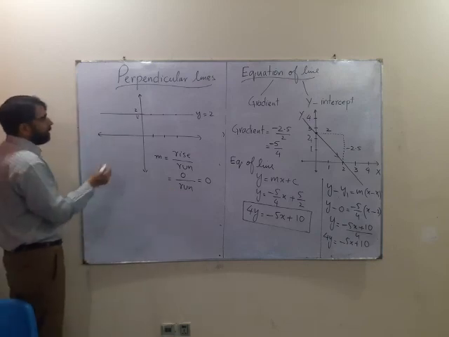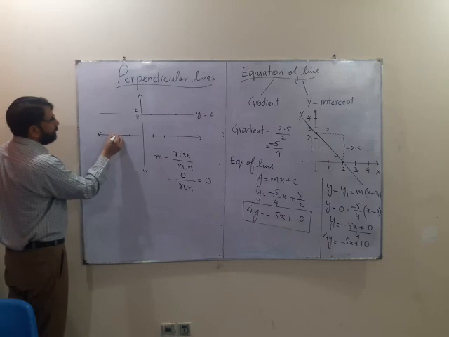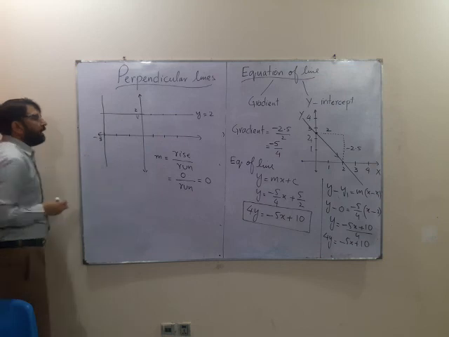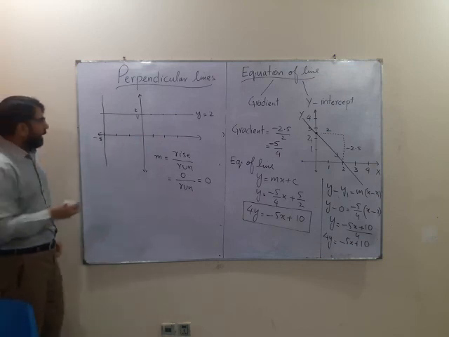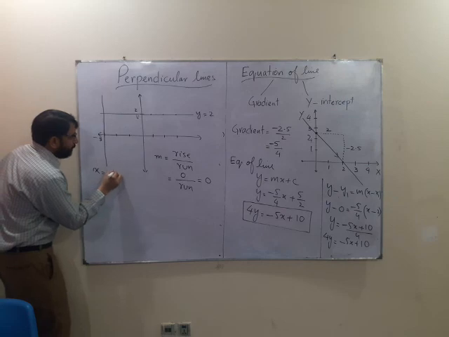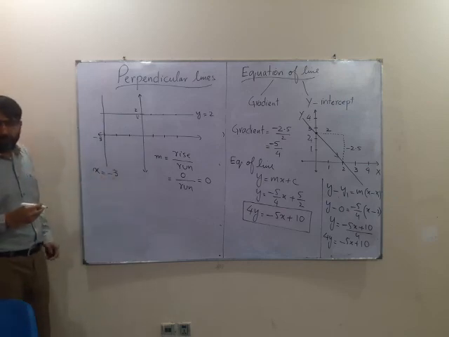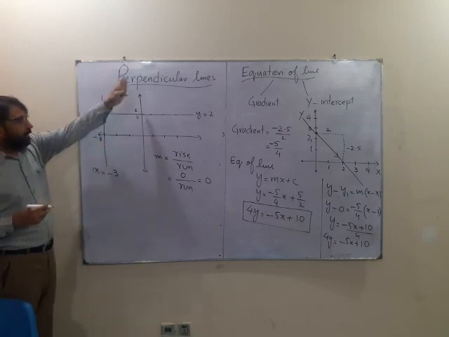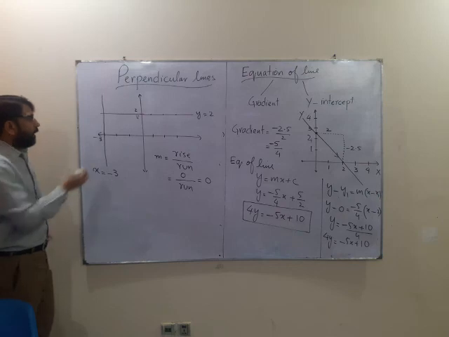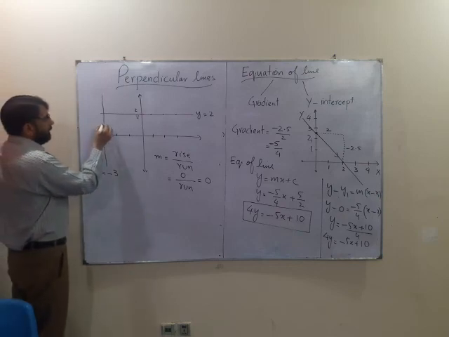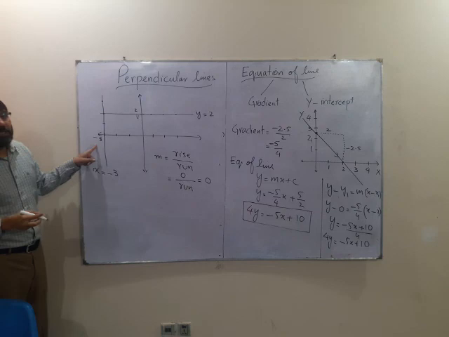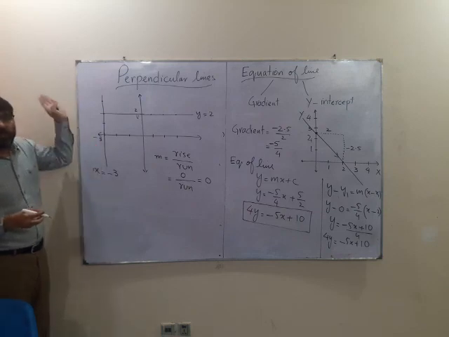Now if the line is passing through a point minus 3 and it is parallel to the y-axis, its equation will be mentioned as x equals minus 3, because it is passing through minus 3 and parallel to the y-axis. How about its gradient? If you see here minus 3 and 1, minus 3 and 2, minus 3 and 3, you see over here the x coordinate is fixed whereas the y coordinate is changing.